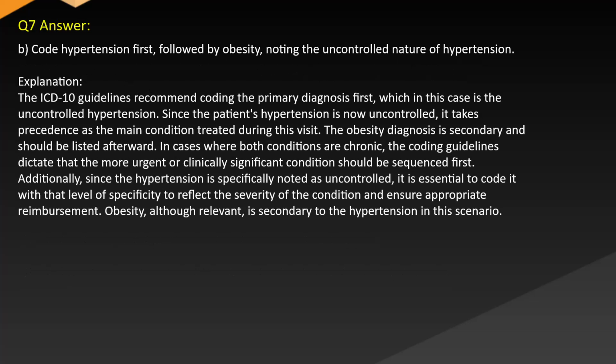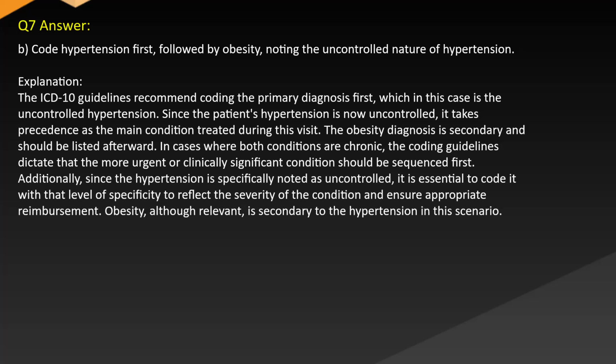Answer: B. Code hypertension first, followed by obesity, noting the uncontrolled nature of hypertension. Explanation: the ICD-10 guidelines recommend coding the primary diagnosis first, which in this case is the uncontrolled hypertension. Since the patient's hypertension is now uncontrolled, it takes precedence as the main condition treated during this visit. The obesity diagnosis is secondary and should be listed afterward.